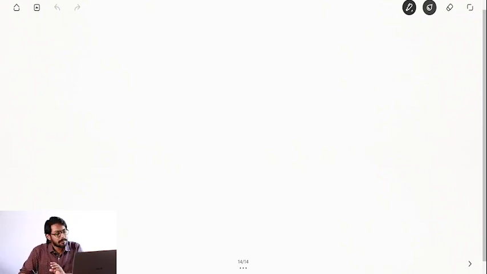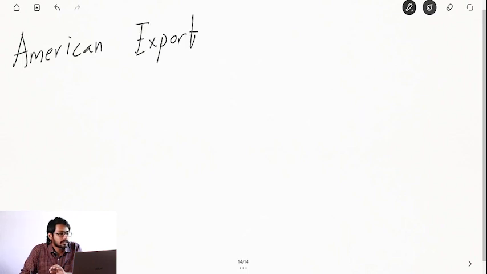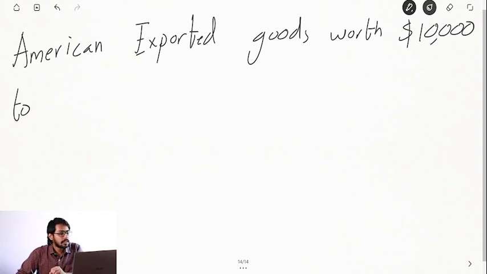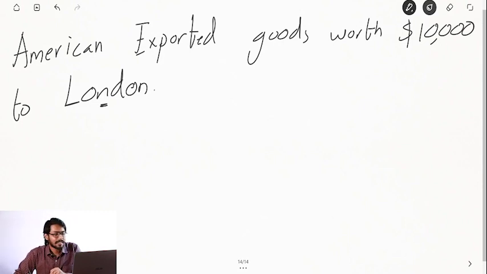Let's finally become a US citizen. Okay, let's take green card, let's become a US citizen. An American exporter. An American exported goods worth $10,000 to London. I don't know any other city in UK. Okay, an American exported goods worth $10,000 to London.